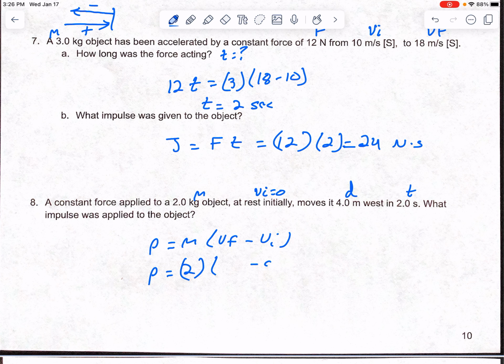Well, VI is 0. Now, you can find your final velocity. Remember, V equals D over T. So 4 divided by 2, and that gives you a final velocity of 2. So multiply those, and you get a momentum or impulse of 4 kilograms times meters per second, or 4 newtons times seconds.